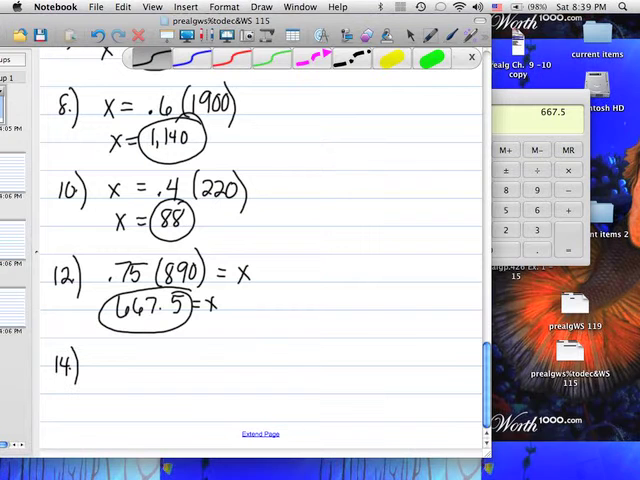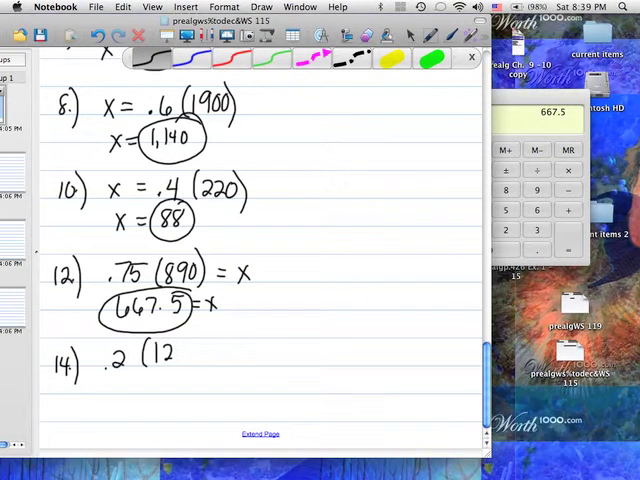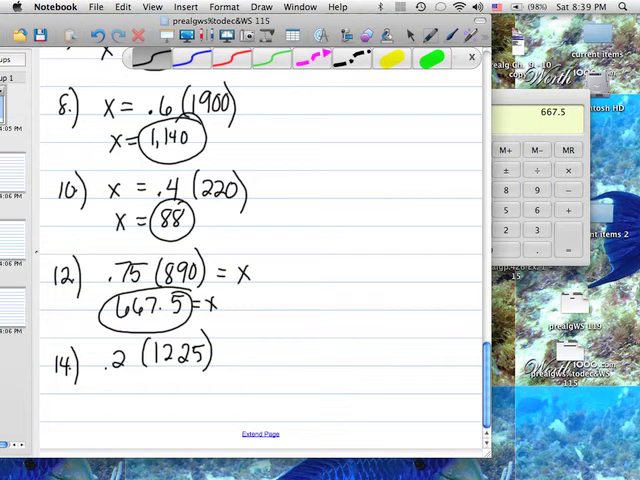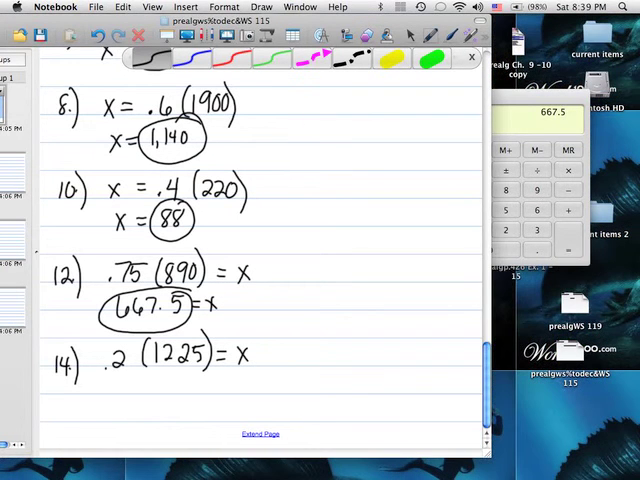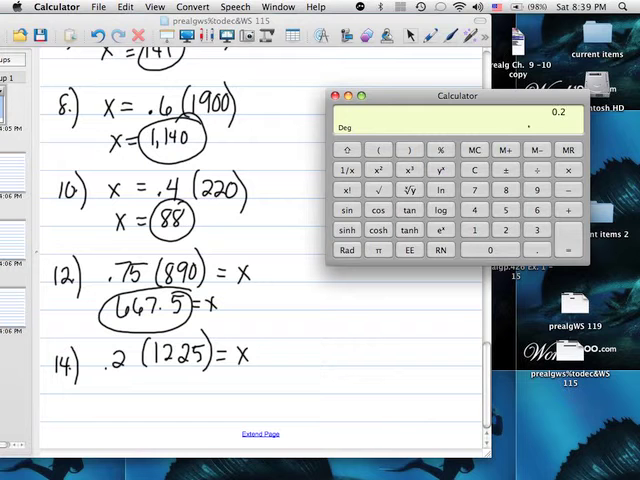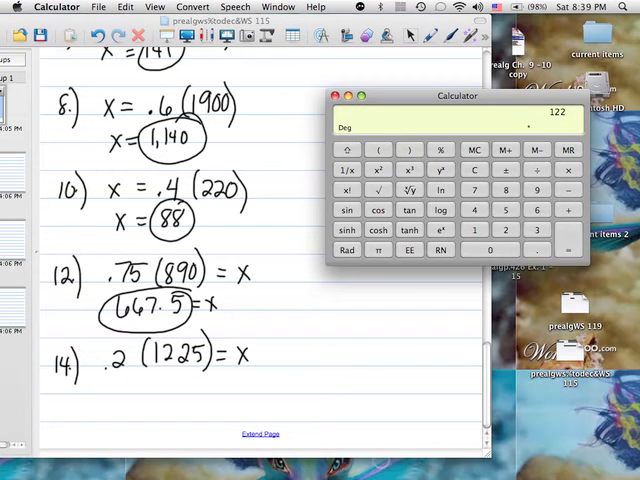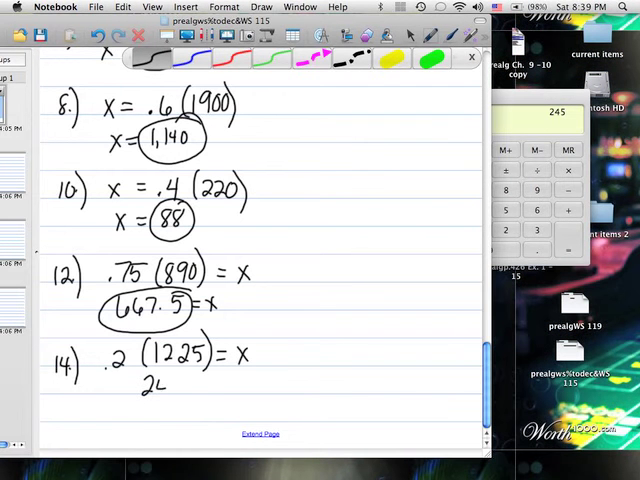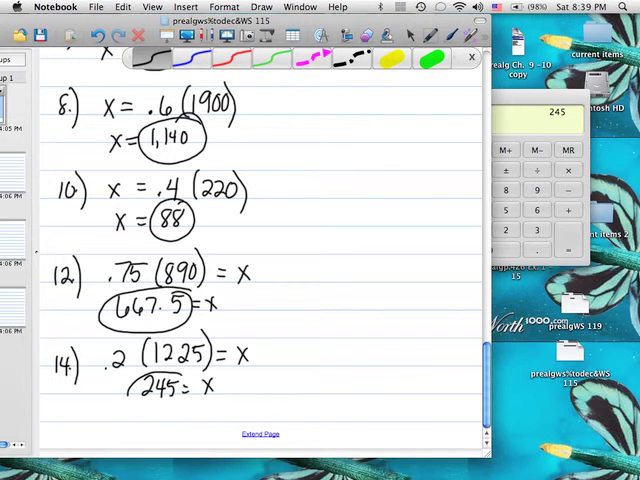20%, 0.2 of, multiply 1,225 is equals what number, x? So take 0.2 times 1,225, and our answer is 245. So 245 is 20% of 1,225.